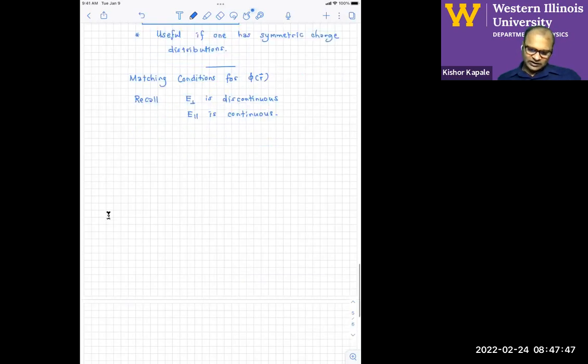So that's 1 and 2. Let's write down the mathematical expression for 1, which is n2 hat dotted with E2 minus E1 is going to be equal to the charge density on that surface, sigma. Let's actually maybe just draw a quick diagram.